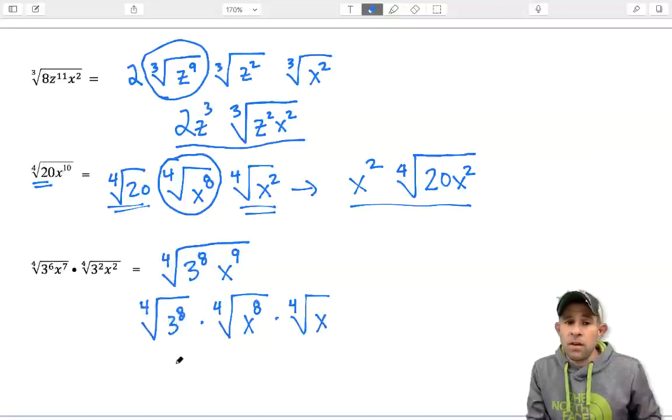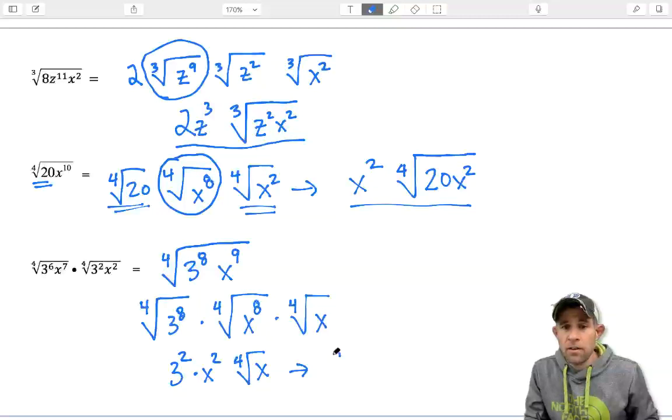So when we do this out, we're going to get 3 squared times x squared times the 4th root of x. So our final simplification here for this last one is going to be 9x squared times the 4th root of x.